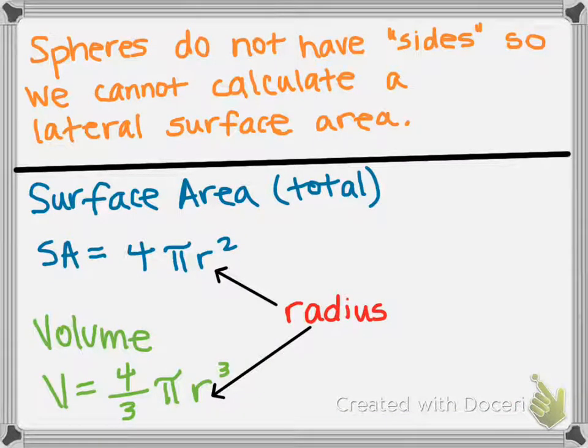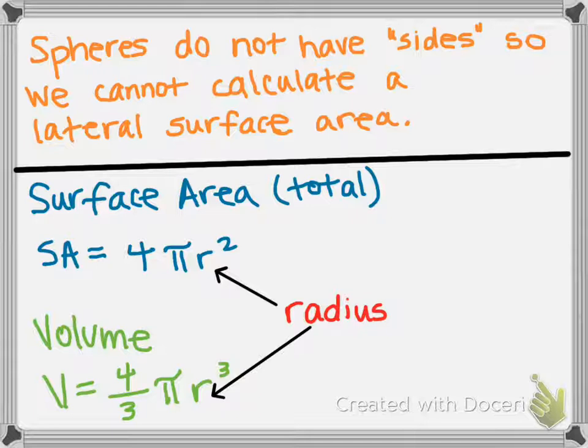Technically, spheres don't have any sides, so we can't calculate a lateral surface area. So there will be no lateral surface area for spheres. When we talk about surface area, we're referring to total surface area. The formula is pretty simple. All you need to know is the radius. It's 4 pi r squared.